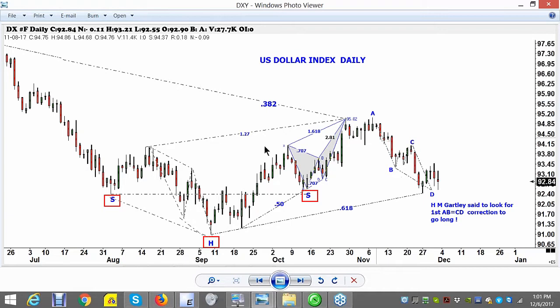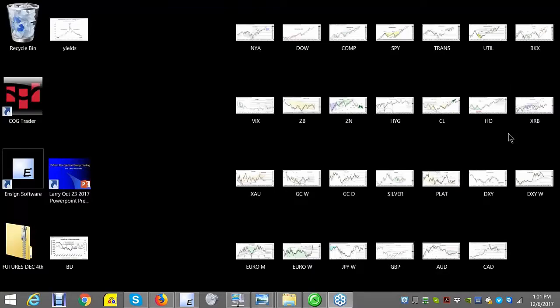And here's your butterfly pattern. Comes in. There's your A, B, C, D on the butterfly. There's your 1.618 expansion. There's your 1.27 expansion. So those are just some of the ones that we're keeping an eye on here this morning. And we'll take a look here, see what we got.